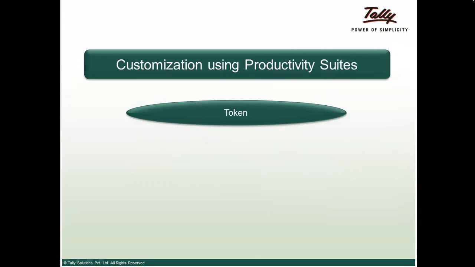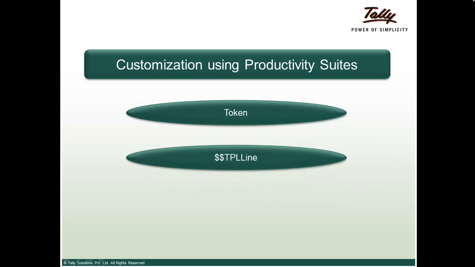Next is token. So token is a dollar prefix text specified in the source document where the name of the token is an alphanumeric value without any spaces and without any special characters. The function TPL line provides the line number or object index number in the current collection on which the paragraph or rows of the document are being repeated.